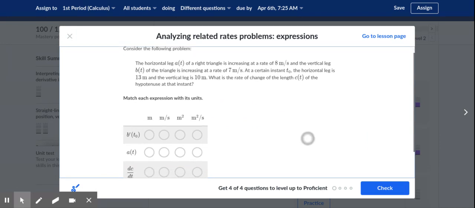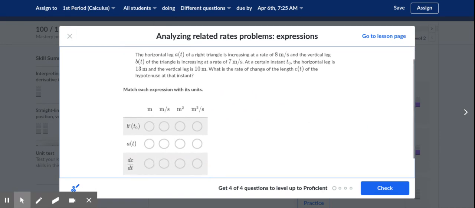Okay, so consider the following problem. The horizontal leg A of t of a right triangle is increasing at a rate of 8 meters per second, and the vertical leg B of t of a triangle is increasing at a rate of 7 meters per second. At a certain instant t sub 0, the horizontal leg is 13 meters while the vertical leg is 10 meters. What is the rate of change of the length c of t of the hypotenuse at that instant?